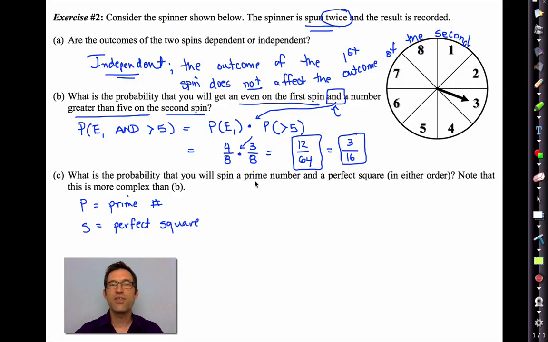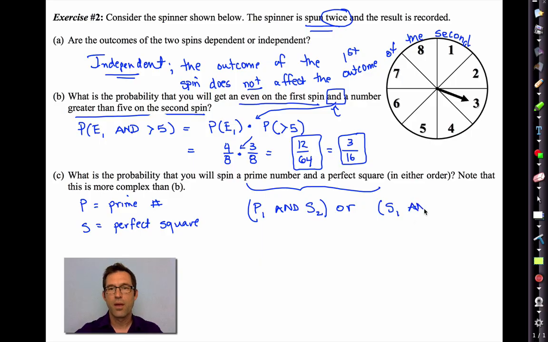Now, really, the event that we're talking about, getting a prime number and a perfect square, is actually, strangely enough, an OR event, because we'll get either prime on number 1 and a perfect square on number 2, or a perfect square on number 1 and a prime on number 2. All right? And I want to find the probability of all of that.